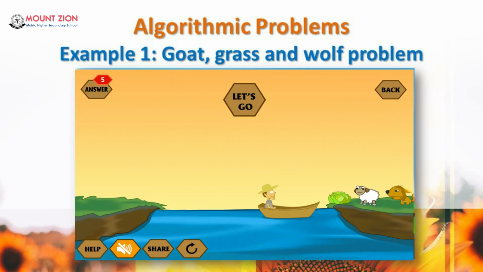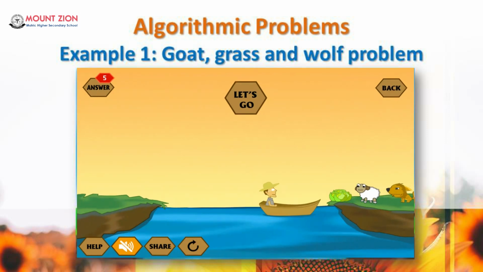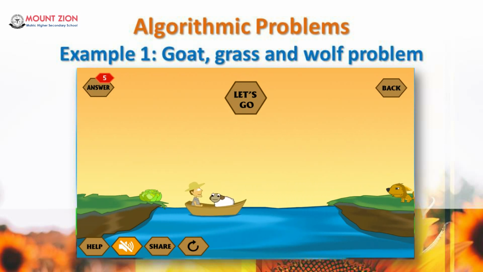Therefore, this is an algorithmic problem. Instructions may be like, let the farmer cross with the wolf, or let the farmer cross alone. However, some algorithmic problems do not require us to construct an algorithm. Instead, an algorithm is provided and we are required to prove some of its properties.